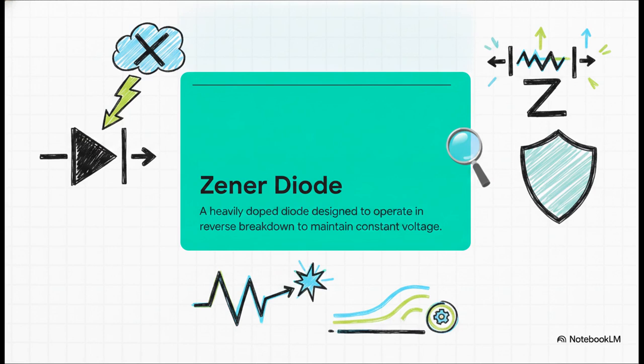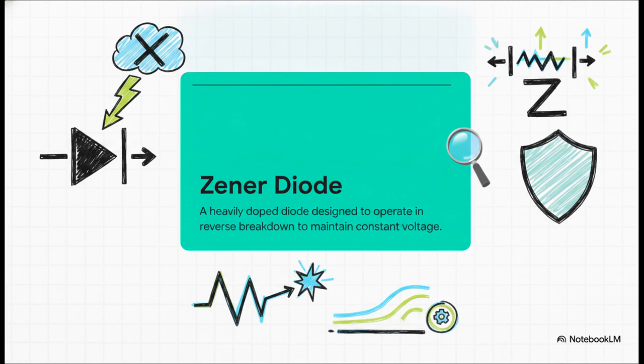Look, if you take a standard rectifier diode and push way too much reverse voltage into it, it's going to hit its breakdown point and just be destroyed. Game over. But the Zener diode, it's heavily doped. That means specific impurities are intentionally added during manufacturing to alter its conductivity. They do this specifically to reduce that breakdown voltage and create a super thin depletion layer, that insulating barrier inside the diode. It is engineered to operate safely in that harsh reverse breakdown region.